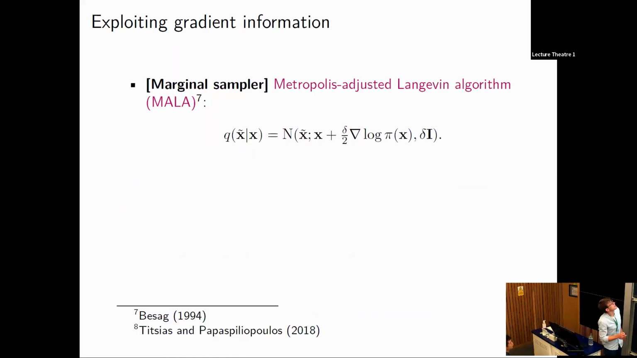Now we can do better because we could try to exploit gradient information, using information from the gradient of our target distribution, and that gives you the MALA algorithm. No, sorry, the MALA. The last A is already on. So yeah, that is MALA, which is, well, the proposal is the same as the random walk Metropolis, except that you have this extra gradient term.